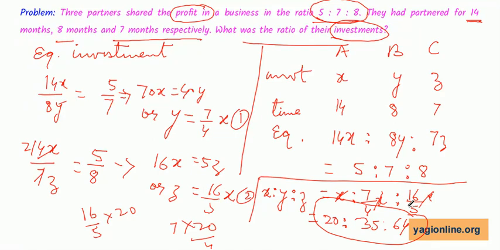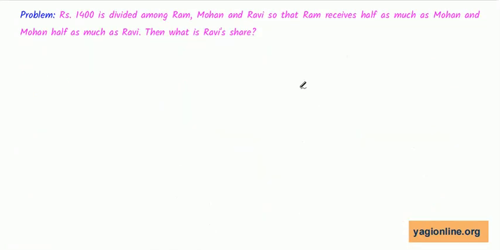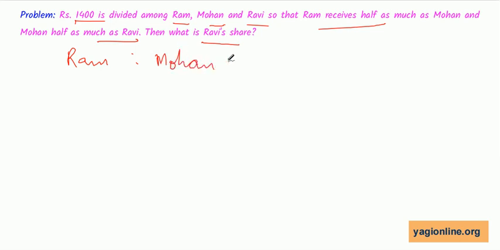Let's take one more problem. So what we are given is rupees 1400 is divided among Ram, Mohan and Ravi, so that Ram receives half as much as Mohan and Mohan receives half as much as Ravi. Then what is Ravi's share? That we have to find out. So who are the partners? Partners are Ram, second partner is Mohan, and third partner is Ravi.